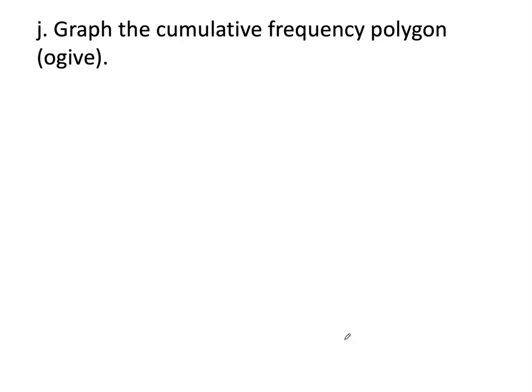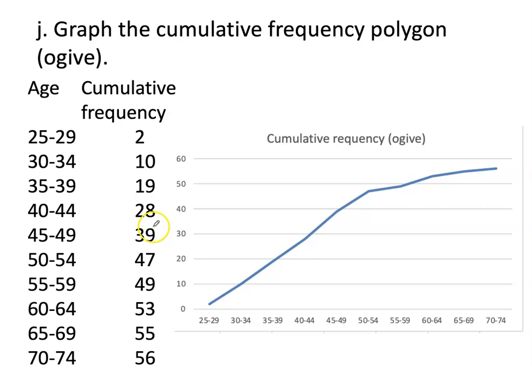Graph the cumulative frequency polygon. This is called an ogive. So again, here are cumulative frequencies. When we graph this, we end up with a curve that looks like this.